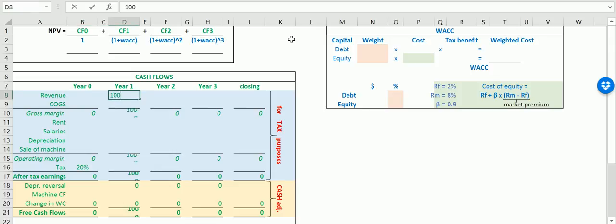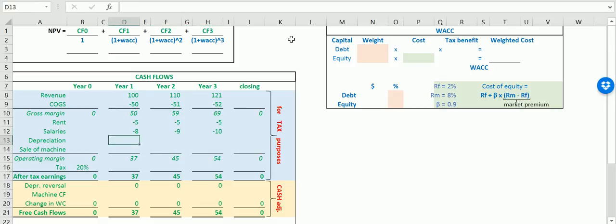Say in year 1 we have 100 revenue, and then every year it's going to increase by 10%. Cost of sales are 50, and then 51 and 52. Right, so this will all be given in the exercise. Let's say the rent is constant at 5. Salaries of 8, let's say it goes up a little bit, 8, 9, 10.